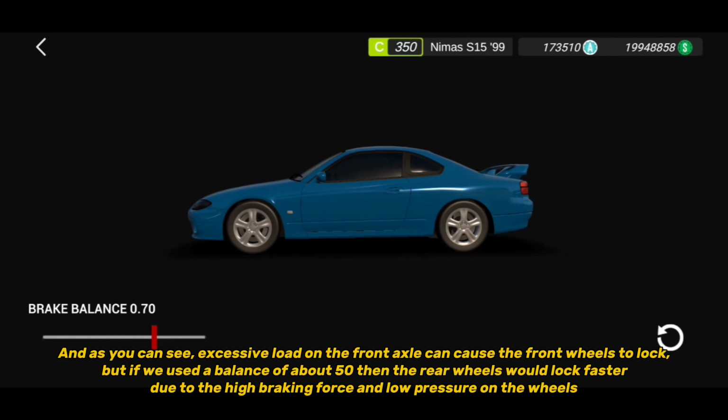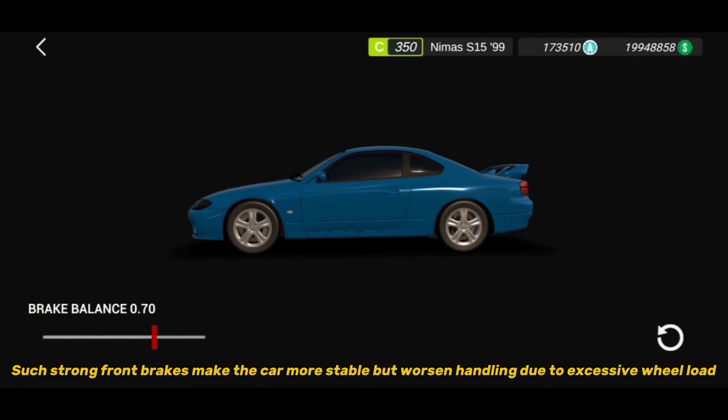And as you can see, excessive load on the front axle can cause the front wheels to lock, but if we used a balance of about 50, then the rear wheels would lock faster due to the high braking force and low pressure on the wheels. Such strong front brakes make the car more stable, but worsen handling due to excessive wheel load.